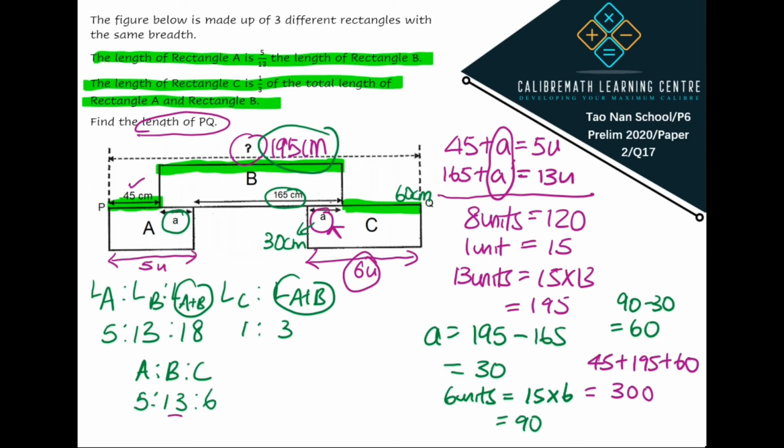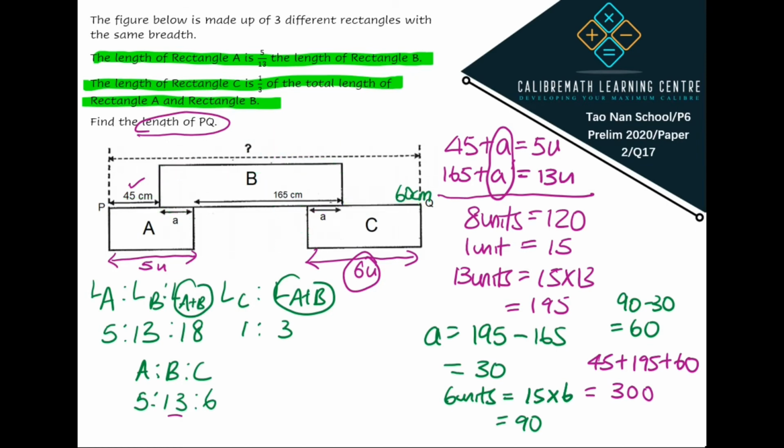Now if you're good in your visual skills, you can also find the total length of this 5 units, 13 units, and 6 units, and then after that, take away 2 of A. So that will actually leave you with the same answer of 300 cm in the end.